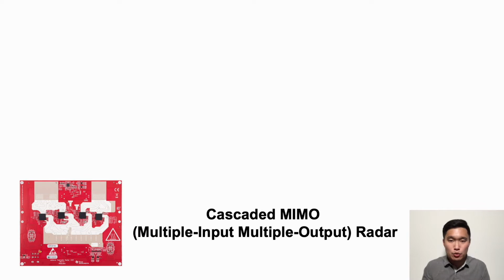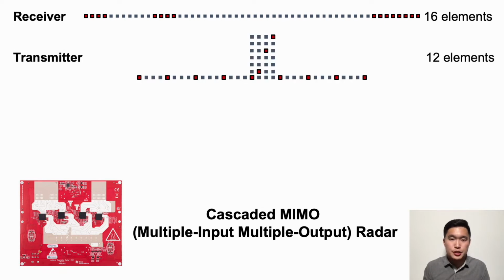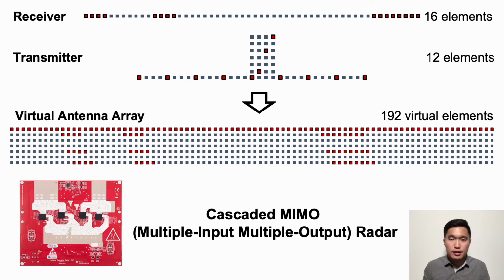Radatron achieves high angular resolution radar imaging using cascaded MIMO radar. This radar system combines 16 receivers and 12 transmitters to emulate a large virtual antenna array in order to improve the angular resolution.